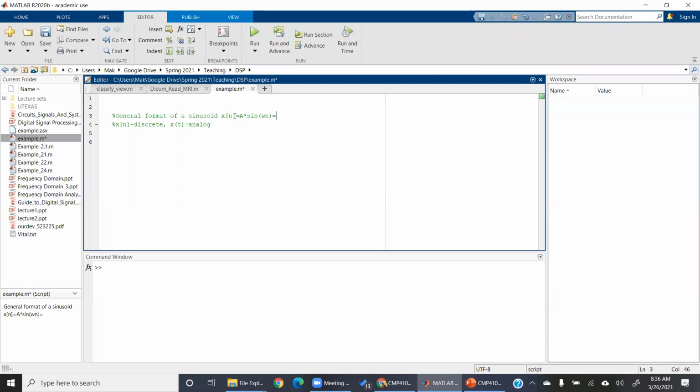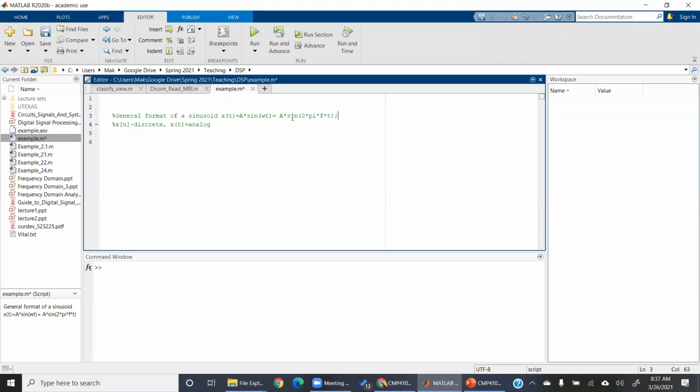Actually, to make this simpler for you, let's first deal with the analog signal. So x(t) equals A sine(omega t), where omega is the angular frequency. So that means sine of, what's omega? 2 times, anyone? 2 pi. All right, so 2 pi F, and then t.